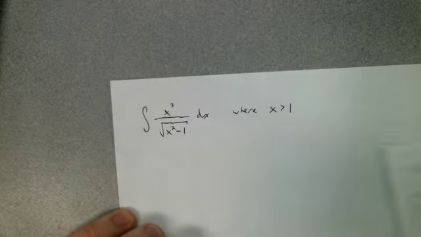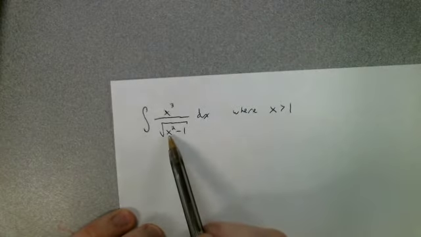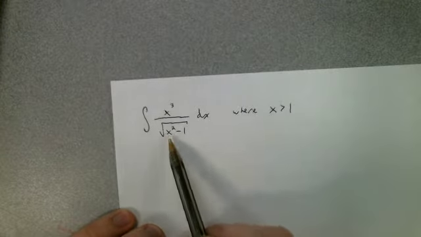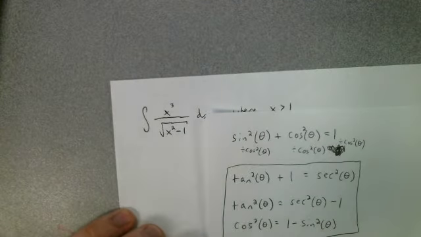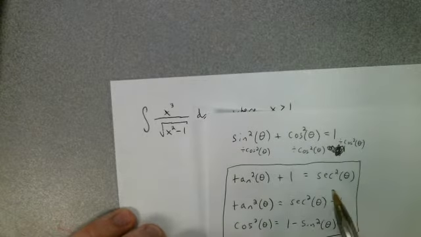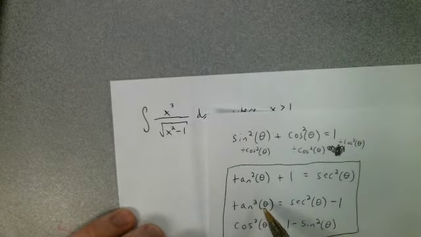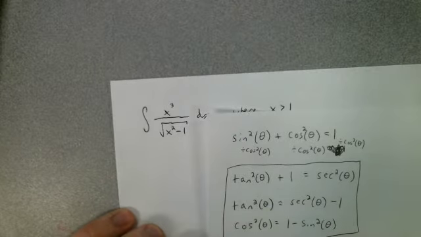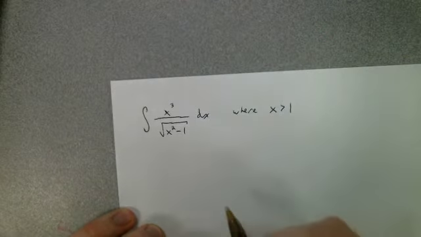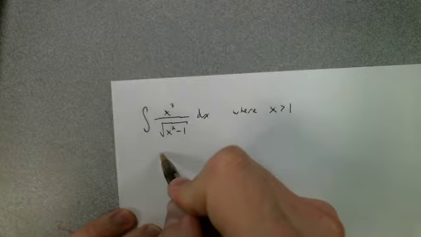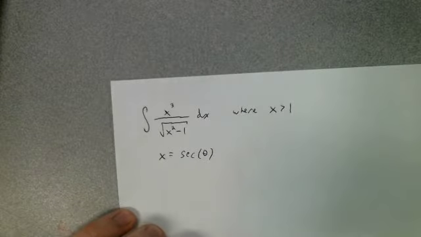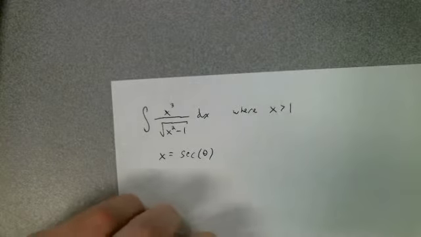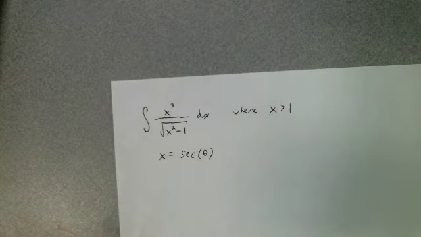So you got to say, well, wouldn't it be great if you had a secant theta in there instead of x? If you did, you would have square root of secant squared minus 1, which would be square root of tangent squared, which would be absolute value of tangent. You would get rid of the square root. So let's let x equal the secant of theta. But then we got to say, well, wait a minute. Can we do that? I mean, is this cheating? Is this possible? Does this work?